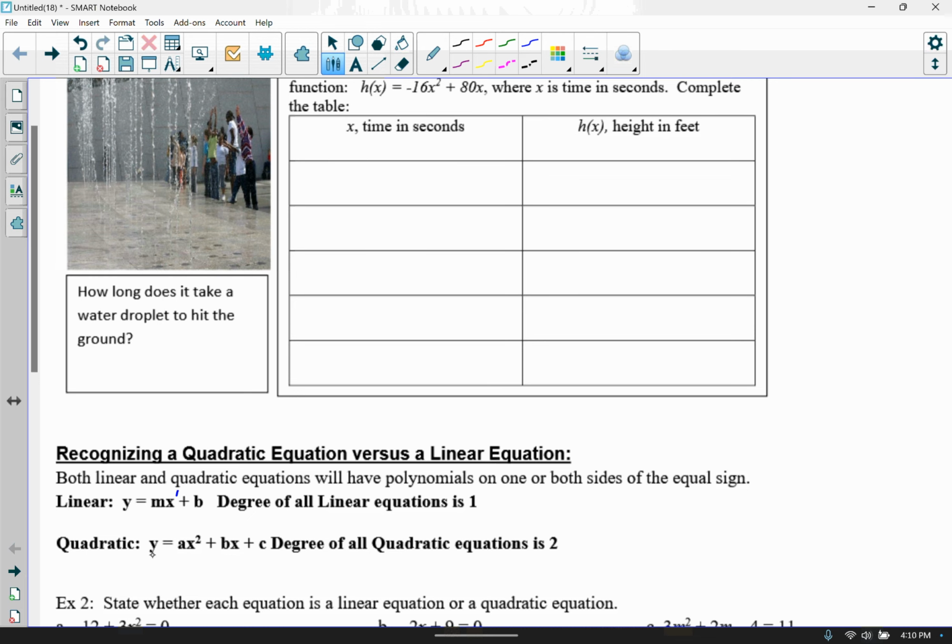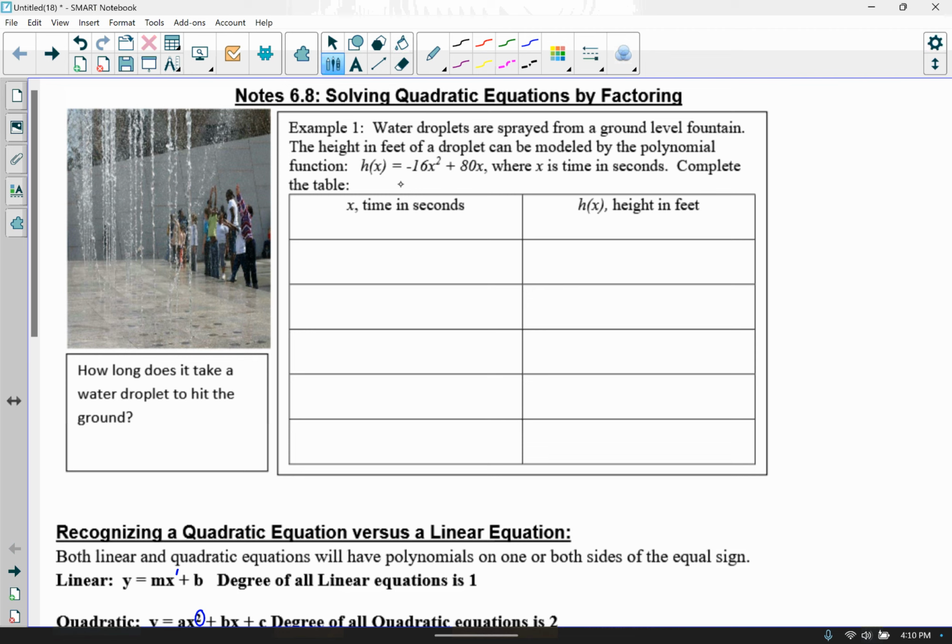And if you recall from before, a linear equation was always a straight line. We'll talk about quadratics, and I'll actually graph out example 1 here for you just to give you a visual of what a quadratic looks like whenever you graph it. So here in example 1, it says that water droplets are sprayed from a ground level fountain, and the height in feet of a droplet can be modeled by the polynomial function here. x represents time in seconds, and h is your height.